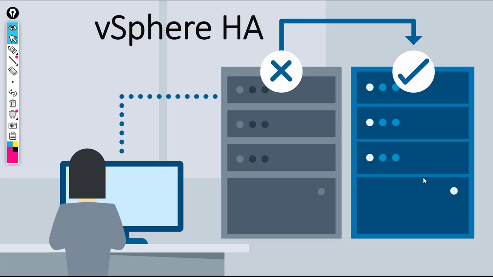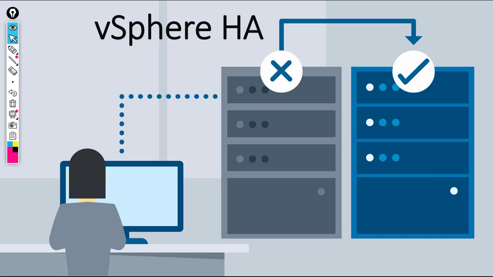Hello friends. In this video we are going to talk about vSphere high availability, also known as vSphere HA. Basically, vSphere HA is a feature in vCenter that can restart a failed machine on an alternative host server to reduce application downtime.